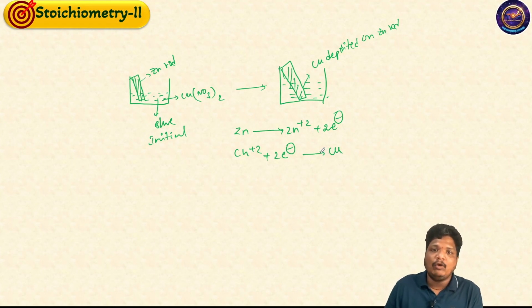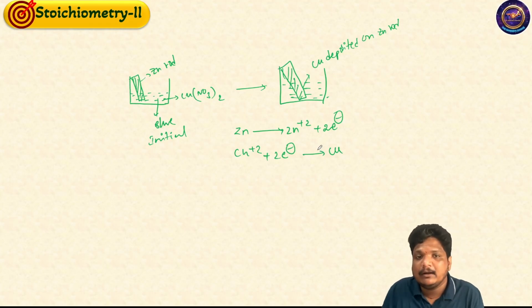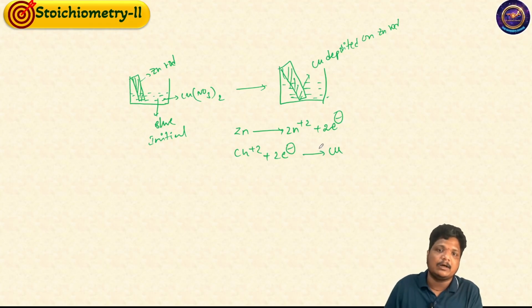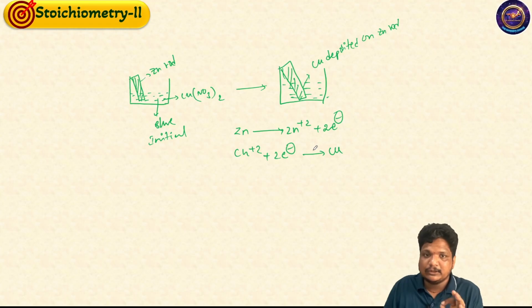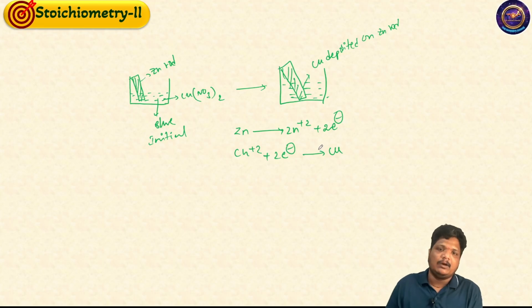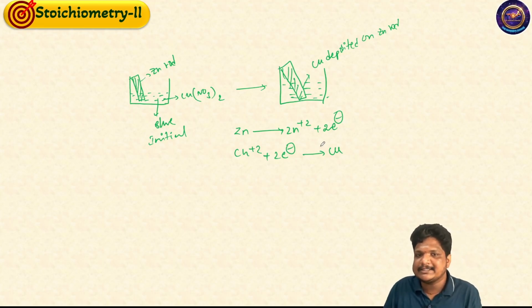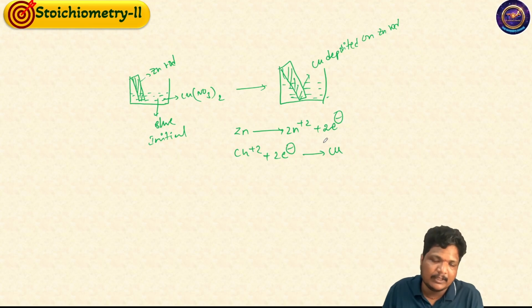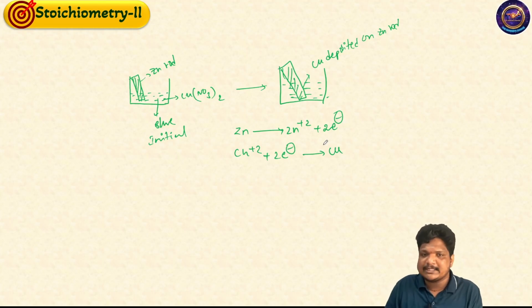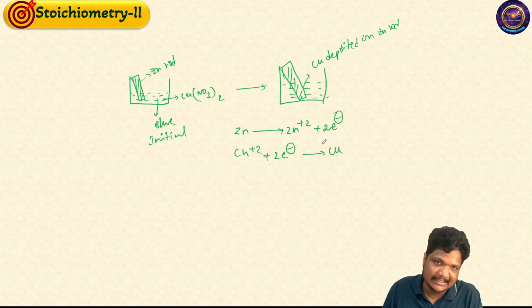Why only zinc gets oxidized? Why not copper? This depends on their redox potentials. What are these redox potentials? Which elements or ions will have how much redox potential? All those things we will deal with in the electrochemistry part. For now, you just have to understand what is happening here.